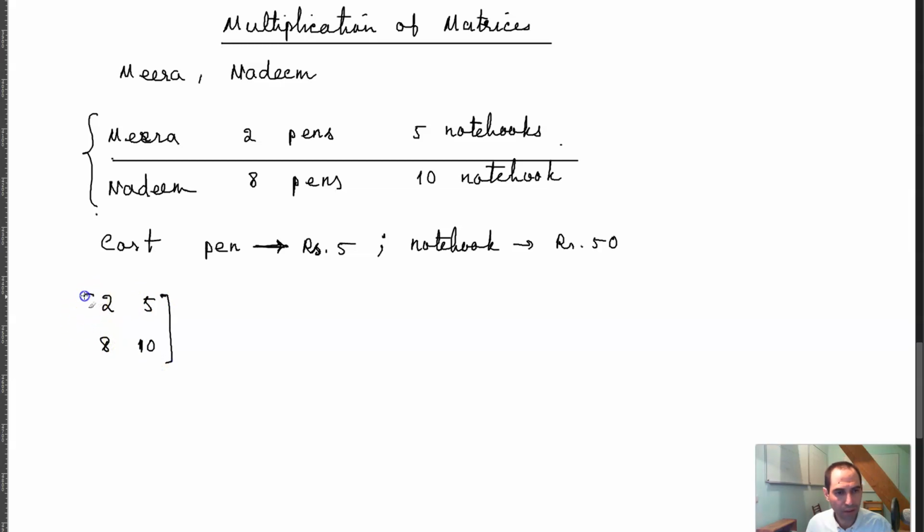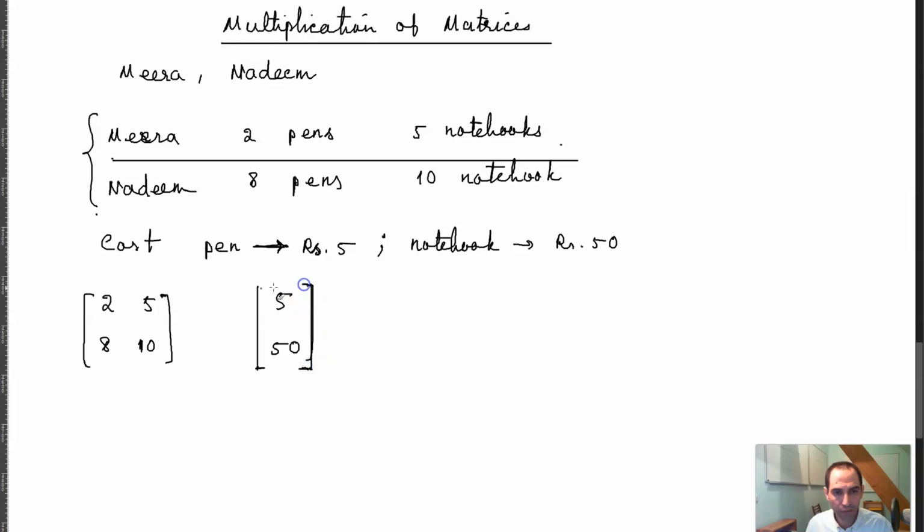I can write this in the form of a matrix, and then I can write the cost information in the form of a column matrix, meaning that I can write the 5 over here and the 50 over here in the form of a column matrix, right? Now, what do I need to do?